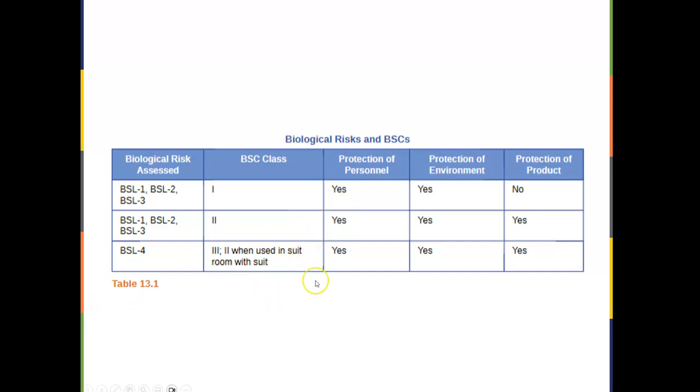So this is showing the biological safety cabinets in the different classes. The one that we use in our lab is a class 1 cabinet. We don't have any class 3 cabinets because that's a BSL4, because you have to have a suit. It protects the, actually that one might be a class 2 because it does protect the product as well. So that one is probably a class 2, to be honest. It protects the personnel, the environment, and the product.